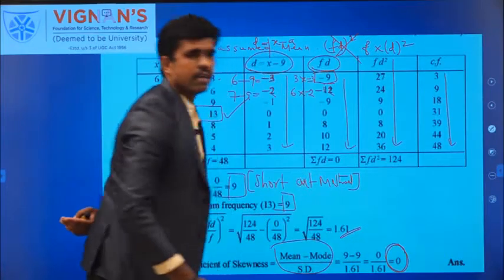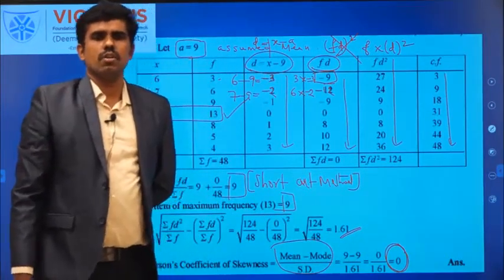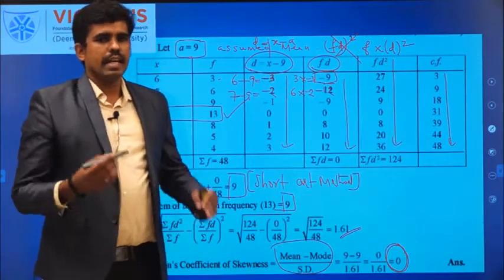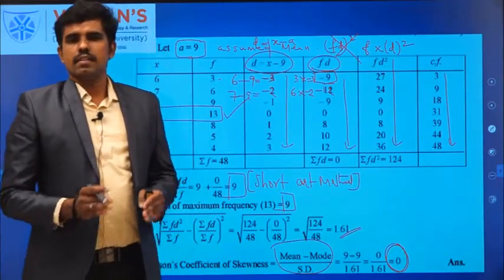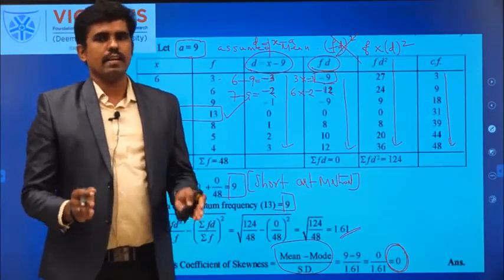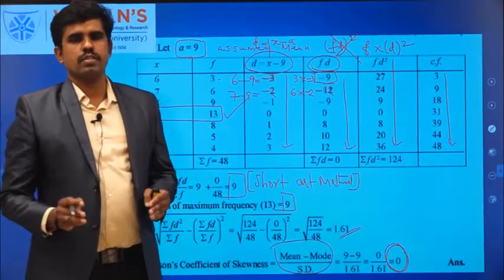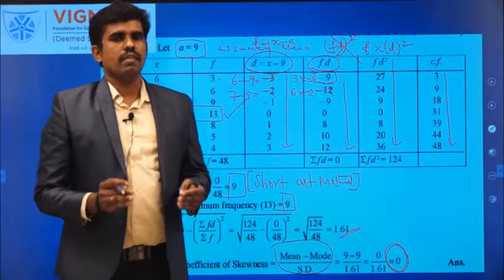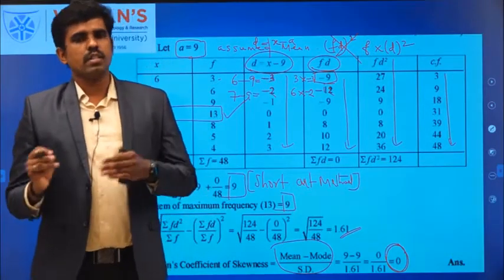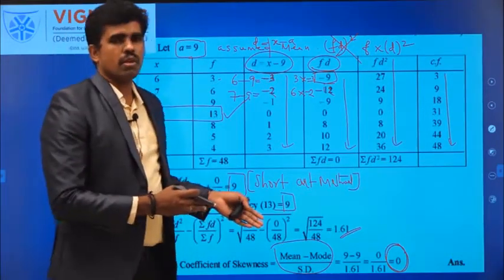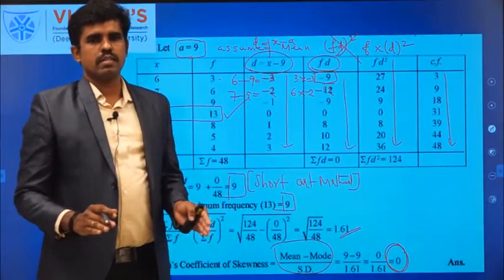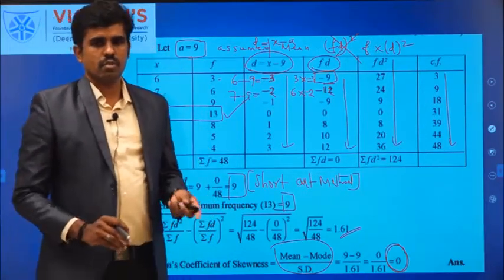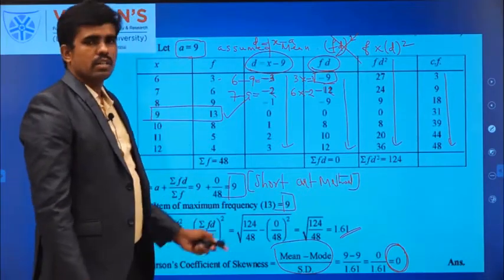So Karl Pearson coefficient is 0. What is the meaning of this? The given data distribution is symmetric. There is no skewness in that data distribution. If I am getting a negative value, it is negatively skewed. If I am getting a positive value, it is positively skewed. Here I am getting 0, so there is no skewness. In this way you can understand the skewness.